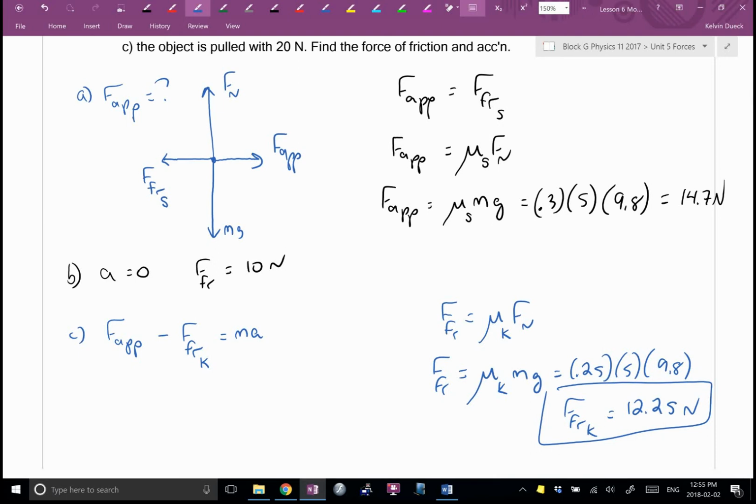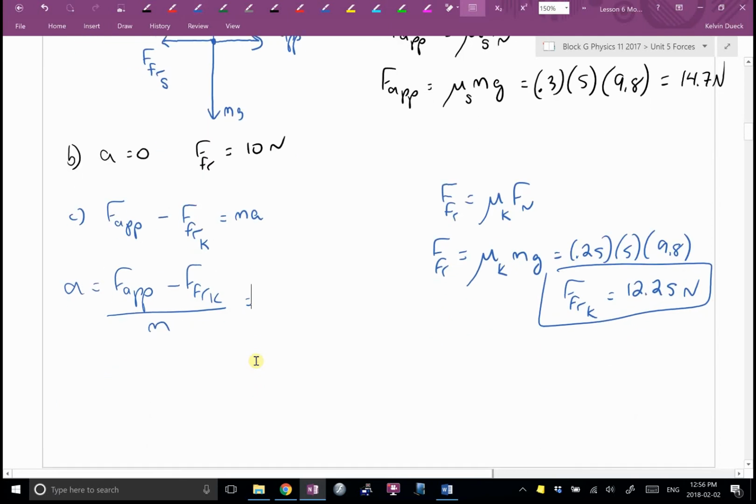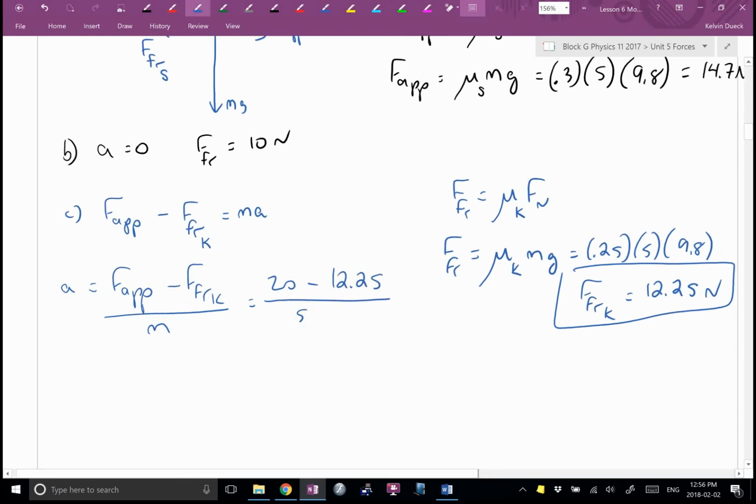What else does it want me to find? How to get the A by itself? Okay, so the acceleration is going to be the applied force minus kinetic friction divided by m. Jackie, I've scrolled down. How big was the applied force in part C? Sorry? 20? Minus 12.25 divided by 5. What will this be accelerating at?